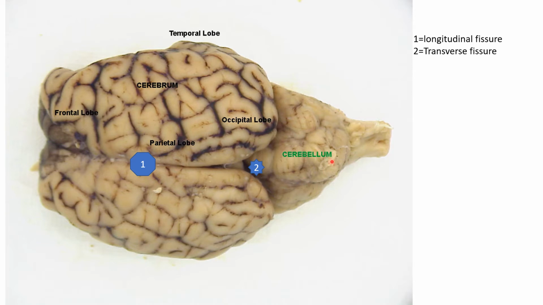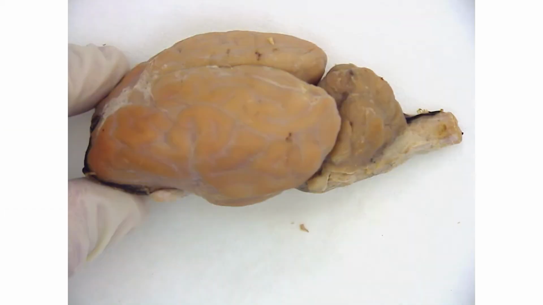Right here is the cerebellum, and in between the cerebrum, which is the brain, and the cerebellum, there's the transverse fissure. So we see the longitudinal fissure right here, and we see the transverse fissure right there.